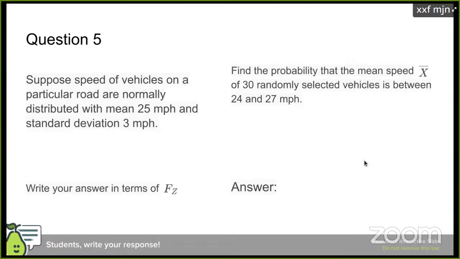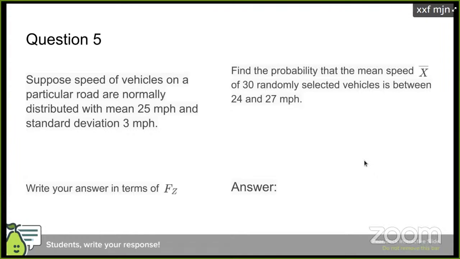So mu is 25, and the standard deviation of 3 is a population standard deviation, and 25 is the population mean, right? And this x bar is a sample mean, right? So x bar is the sample mean of what? Of 30 randomly selected.